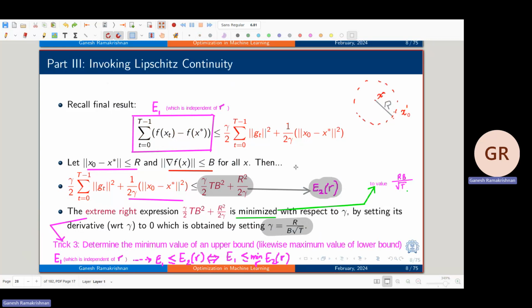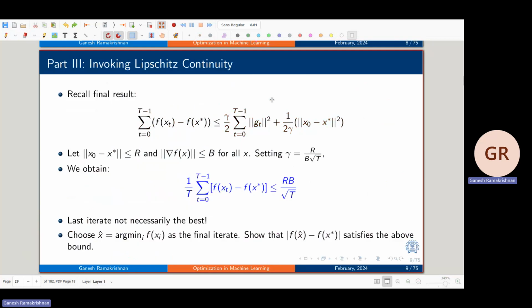Now, what next? Can you suggest what else is left? Have you solved all the problems in the world? We have invoked Lipschitz continuity. So we may want to just put all of this cleanly together, okay? The first thing: I have put gamma equals R by B under square root T.